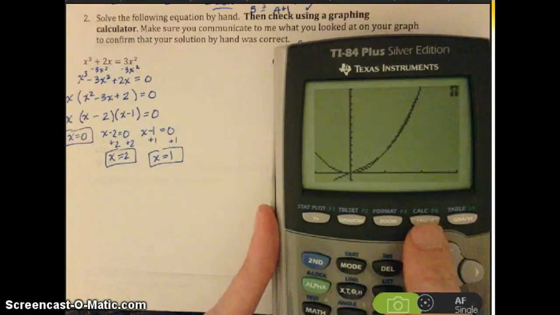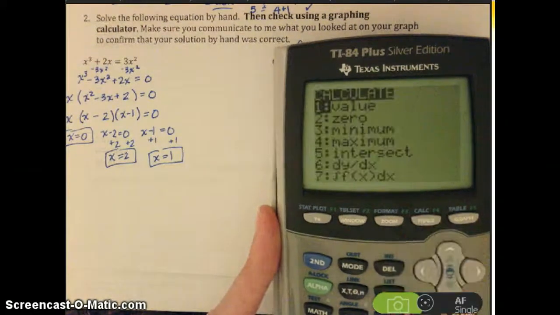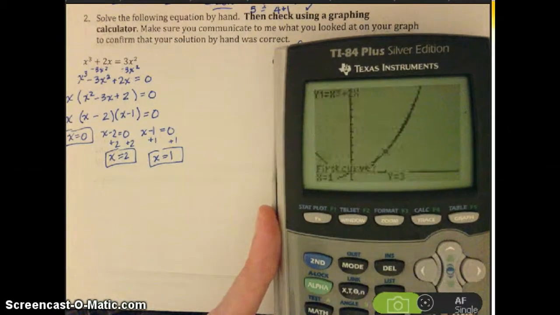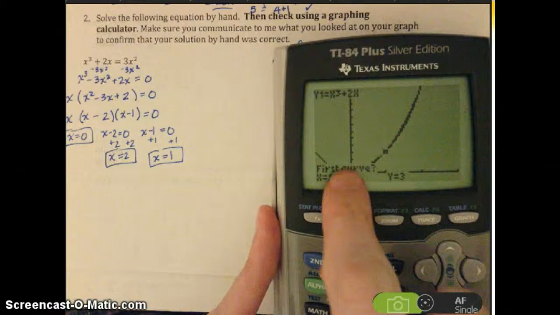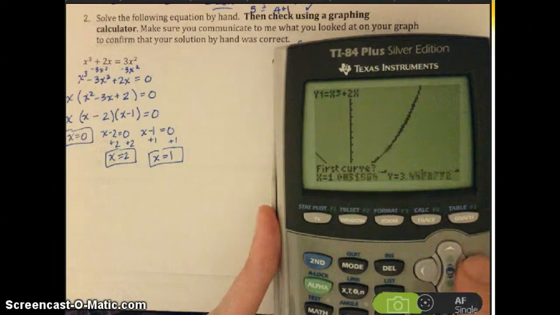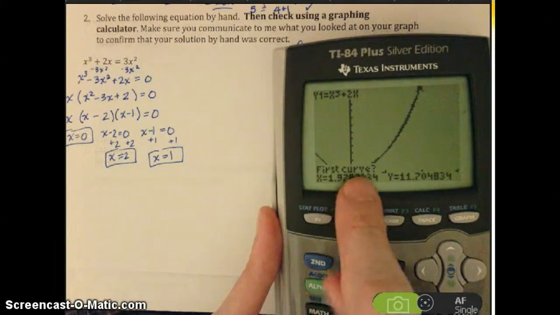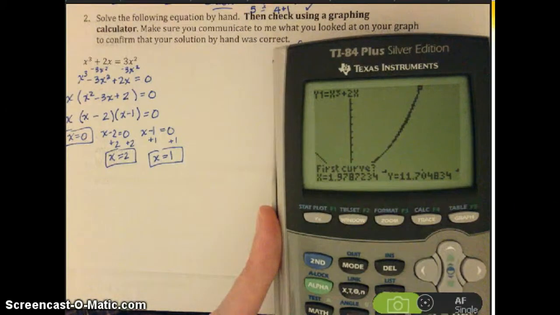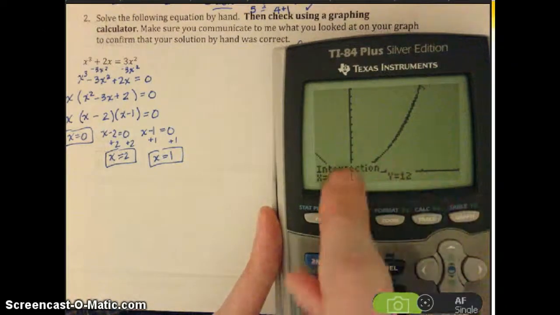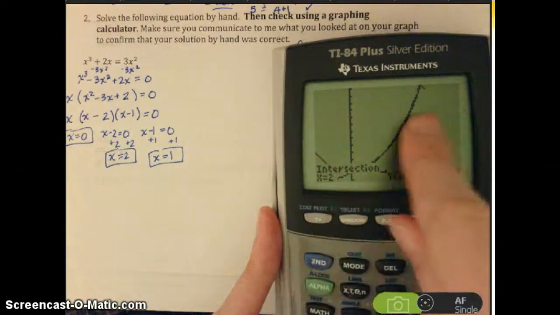Second, and then the trace button gets me calc. Three questions. You can go to where you think the intersection is. And then press enter, enter, enter to answer yes to all three questions. And there, sure enough, is an intersection.